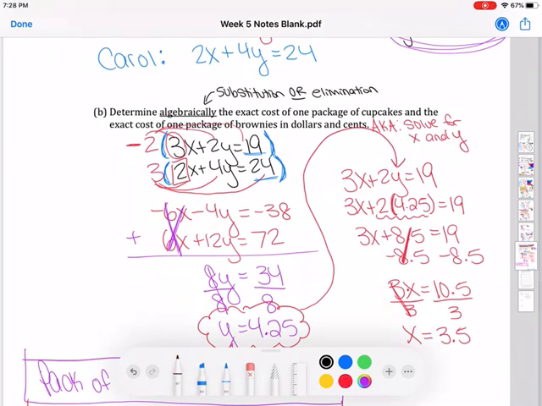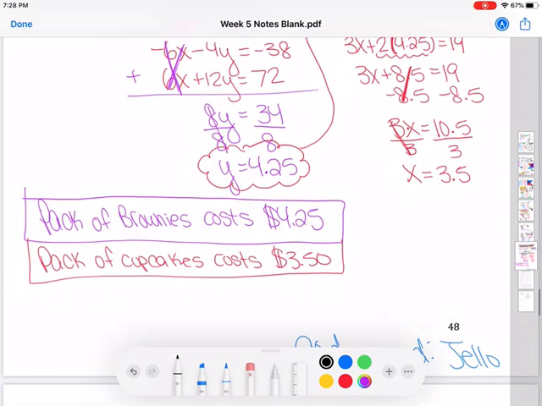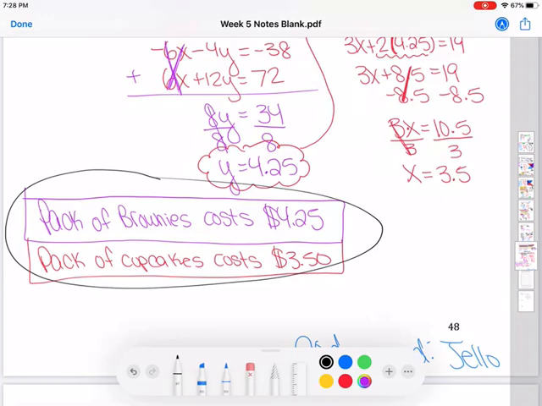And that answers my question. It is a word problem, so you should go back and just make sure you've answered what it was asking. Figure out the exact cost of one package of cupcakes and the exact cost of one pack of brownies in dollars and cents. So we are good to go. We answered the question right here. Brownies are $4.25 and cupcakes are $3.50.